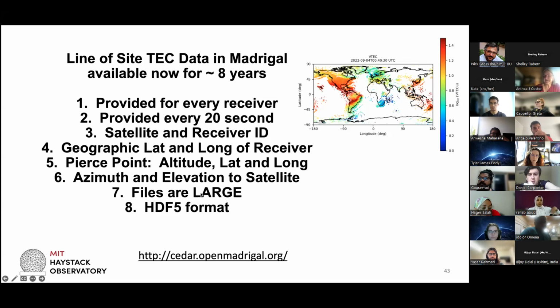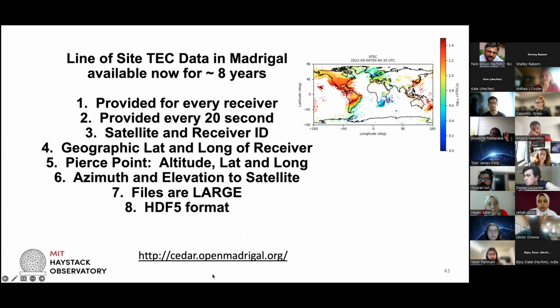We also give the azimuth and elevation to the satellite, but the one problem is the files are really large. You really can only download one at a time. We get a lot of complaints about that. Oh, why can't we process this and just take what we need? The files are too large for us to do that. So that is the one problem. It takes a while to download them, but they are in the HDF5 format.